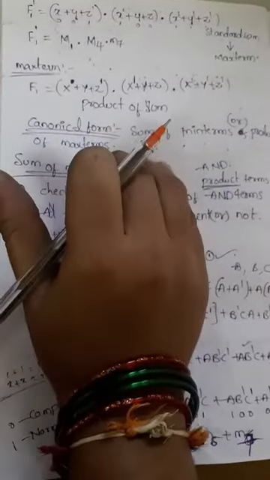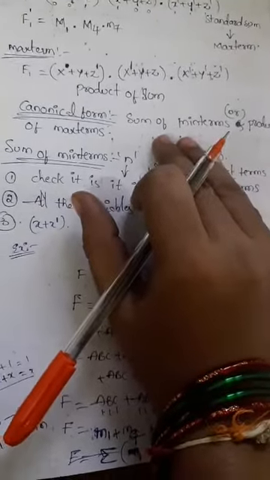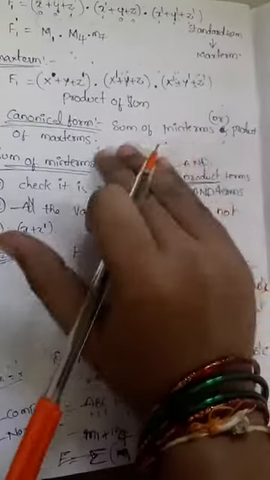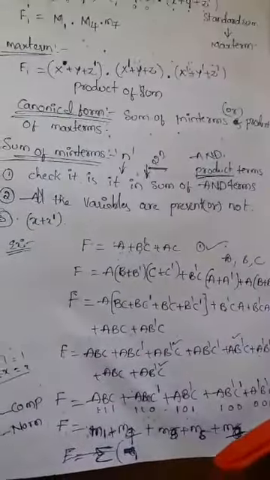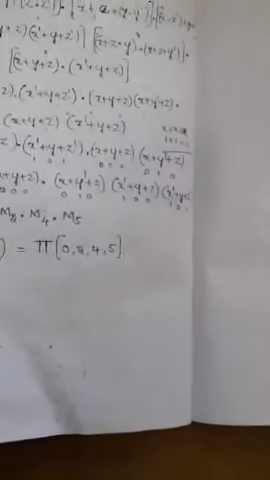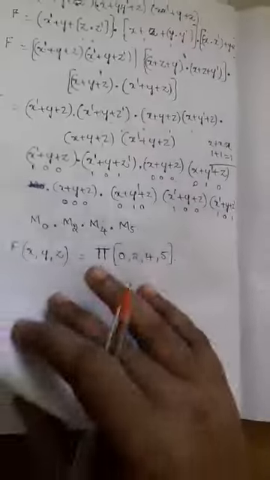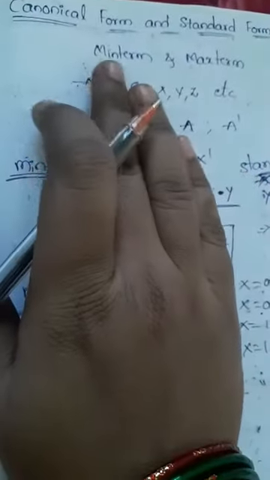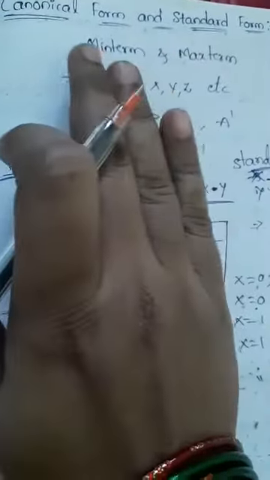So what is a canonical form? The combination of sum of minterms or product of maxterms, we can call the canonical form. What sum of minterms and product of maxterms mean is this procedure. So this is the complete explanation about canonical form. In canonical form we discuss minterms, maxterms, sum of minterms and product of maxterms. That complete topic is related to the canonical form.